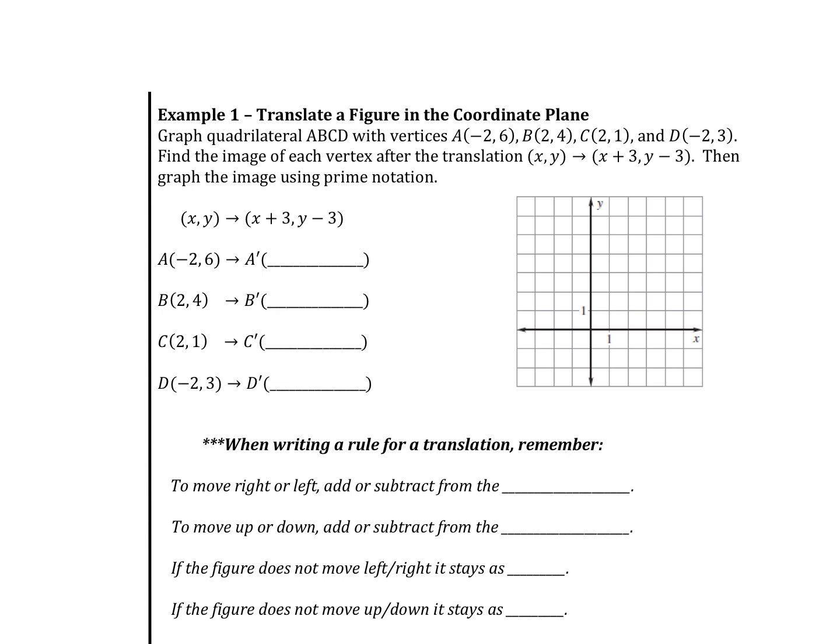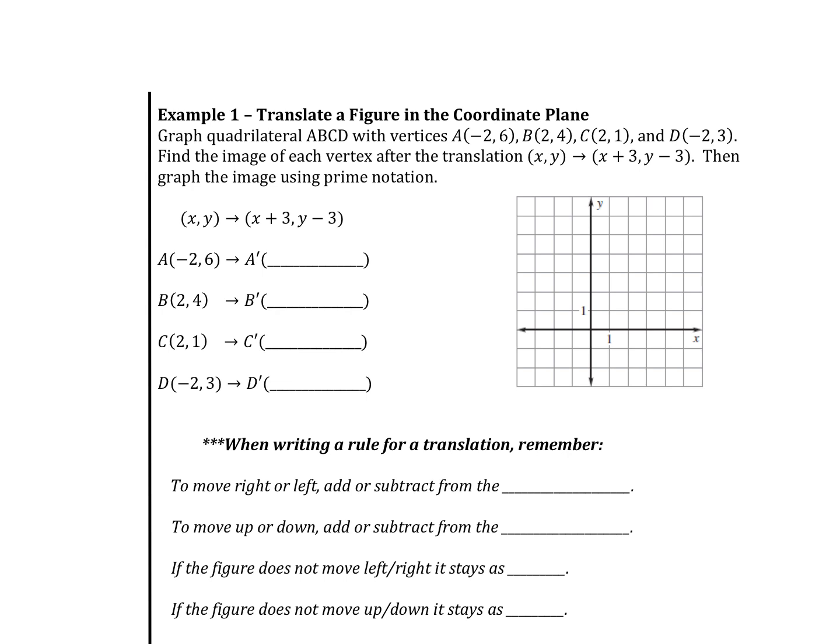Okay. So we have this quadrilateral ABCD with vertices A (-2, 6), B (2, 4), C (2, 1), and D (-2, 3). We're trying to find the image of each vertex after the translation where each point goes to x plus 3 and y minus 3, and then graph it. Let's start by graphing the original shape: A, B, C, and D.